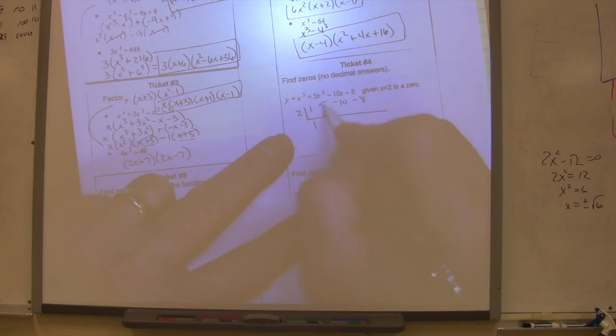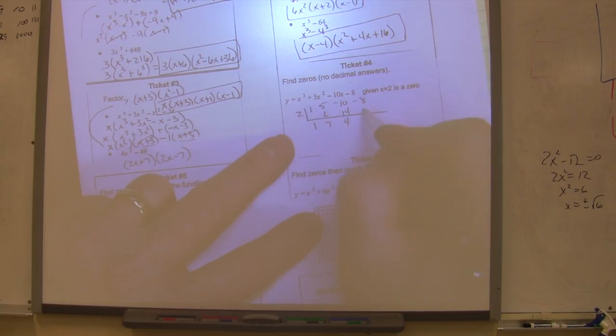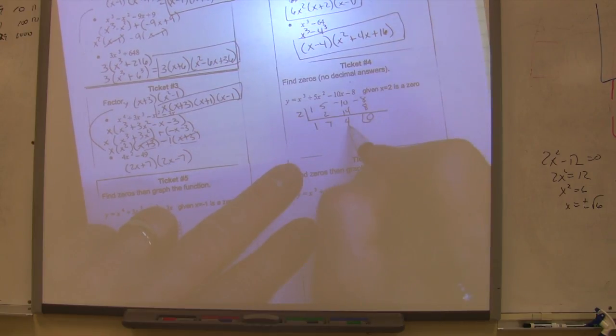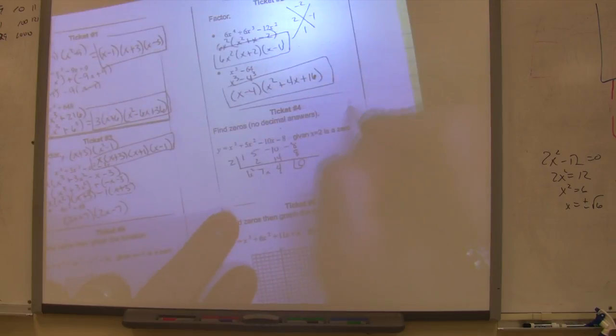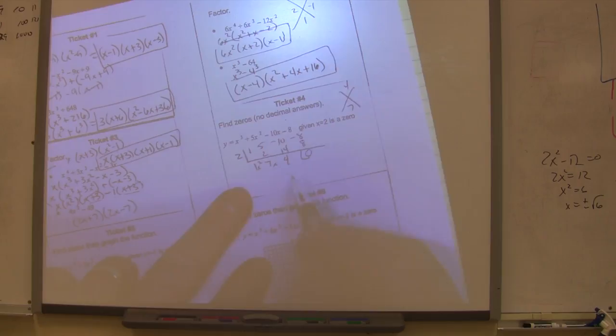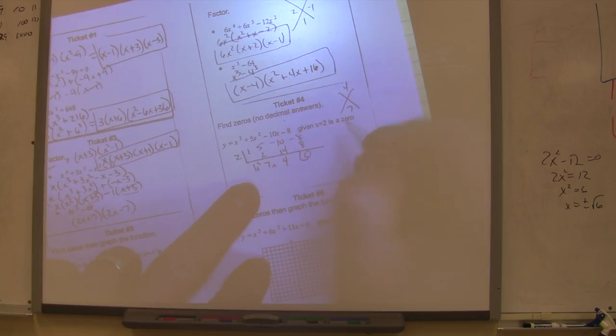2 times 1 is 2. 5 plus 2 is 7. 2 times 7 is 14. Negative 10 plus 14 is 4. 2 plus 4 is 8. And so now we have, remember, constant, first power, second power. Now this, you could try and do the x method, but there are no factors of 4 that add up to 7. So when we have that case, we have to use the quadratic formula.